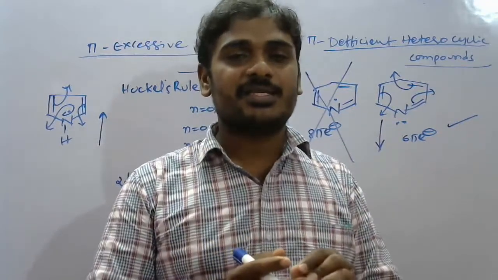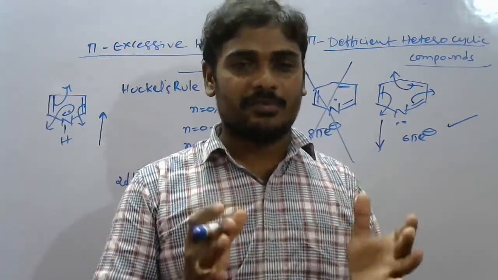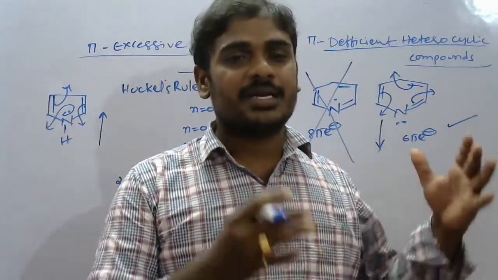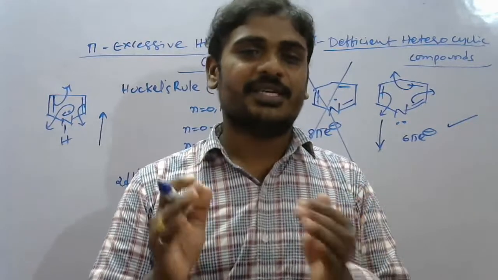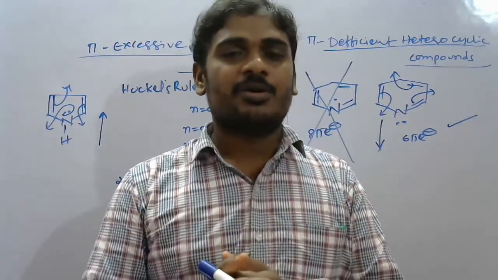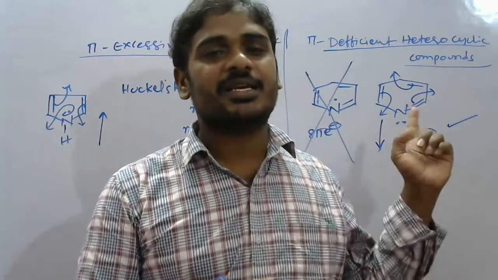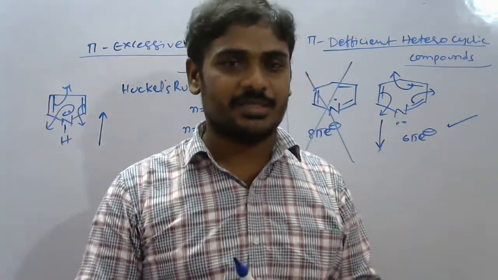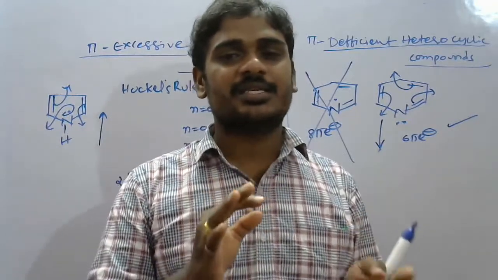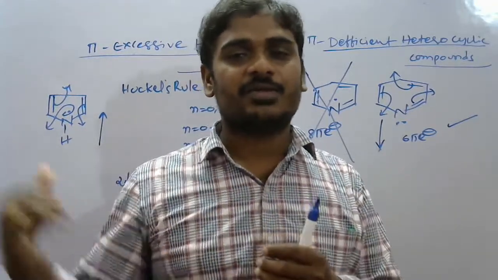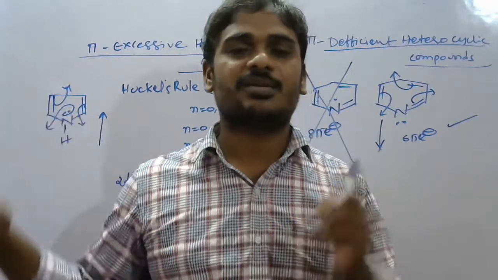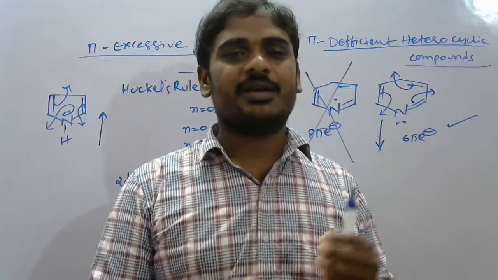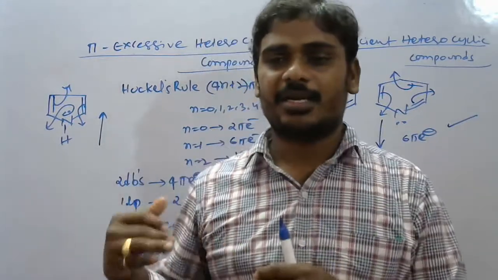Mostly, 5-membered rings are aromatic pi excessive heterocyclic compounds, and 6-membered nitrogen containing heterocyclic compounds are pi deficient aromatic heterocyclic compounds. The pi excessive ones mainly undergo electrophilic substitution, while the pi deficient ones mainly undergo nucleophilic substitution reactions. So once the nature changes, the reactivity is also different. In this case, nucleophilic substitution takes place; here, electrophilic substitution reactions take place. This is about pi deficient and pi excessive heterocyclic compounds.